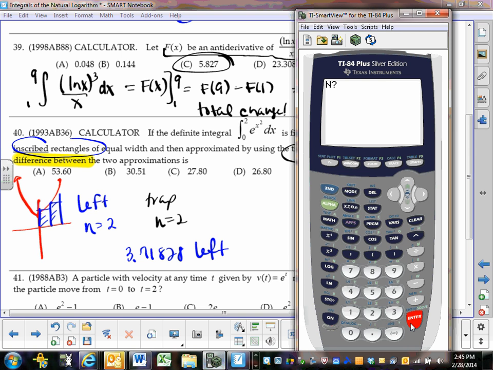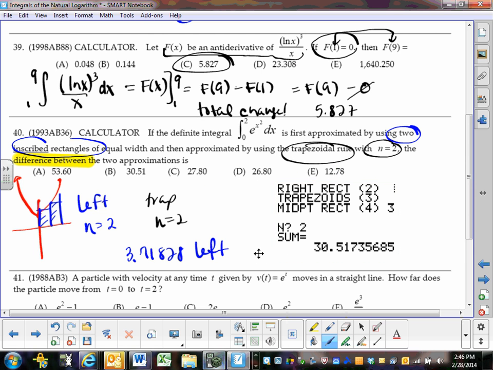Now, on this one, it says the definite integral using first approximating using inscribed rectangles. Okay, so e to the x squared looks like this. We're only going from 0 over to 2 using 2 inscribed rectangles. So inscribed means it can't go over. So for that to be true, we're going to have to do the left with n equals 2. And it says to repeat the process and do an approximation with the trapezoidal with n equals 2. So then we're going to do trap with n equals 2. And it says, what is the difference between these two methods?